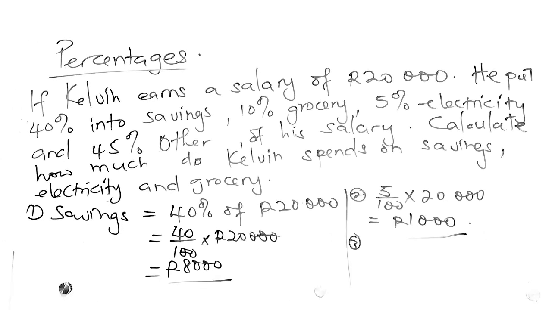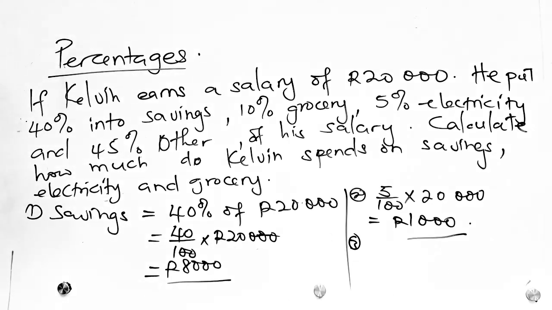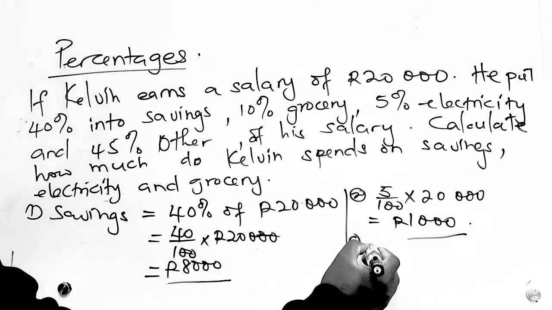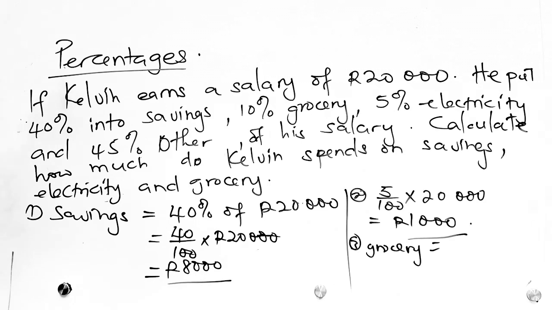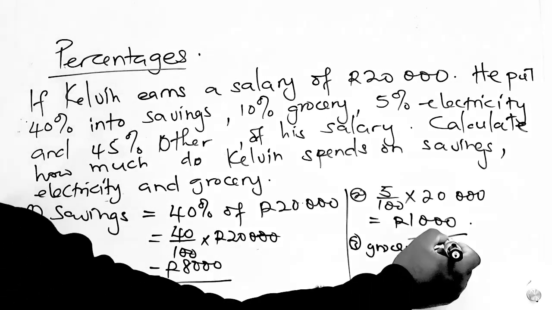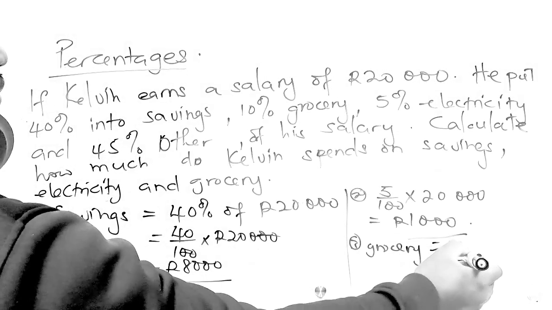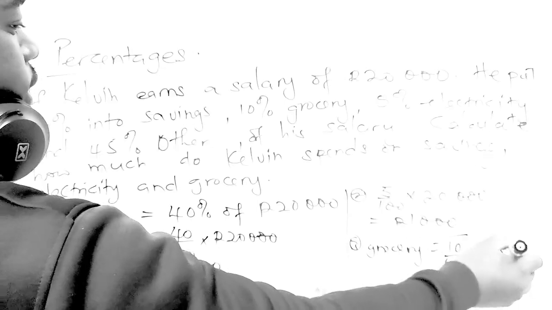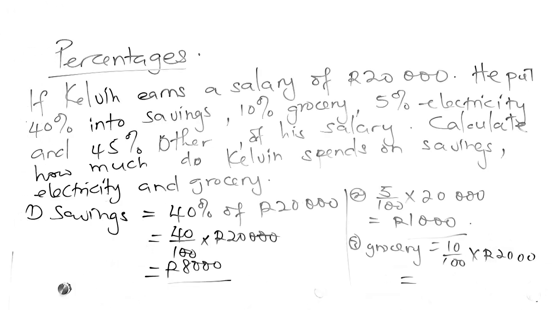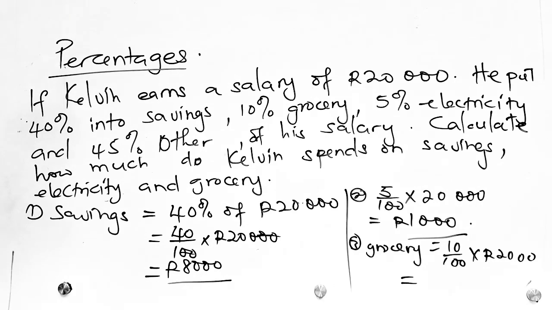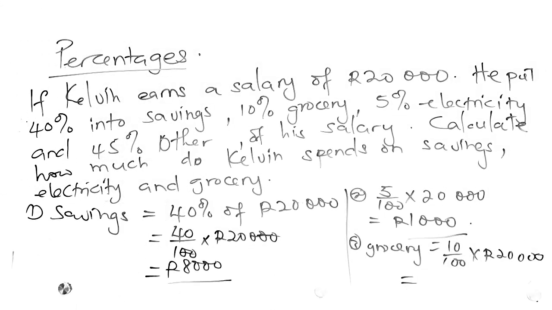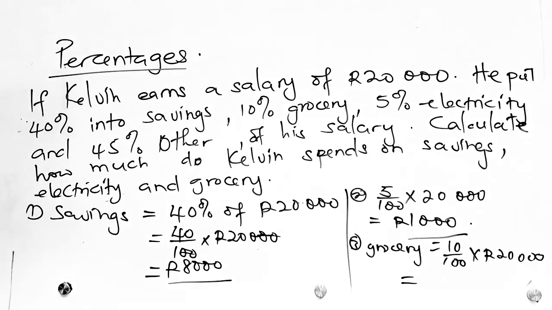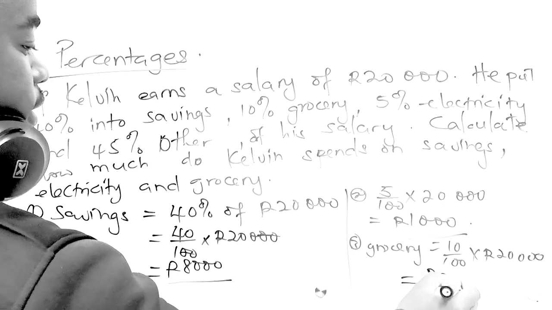Then number 3 is grocery. This one is going to spend 10%. So this is 10/100 multiplied by 20,000. Those two zeros cancel. 200 multiplied by 10, we get 2,000. So it's gonna spend 2,000 on grocery.